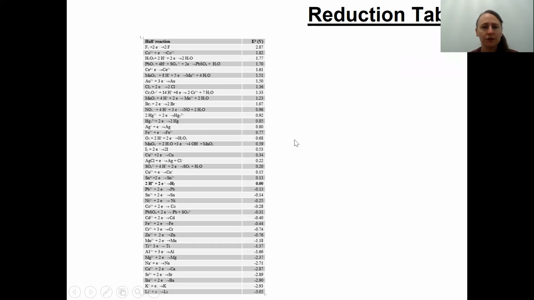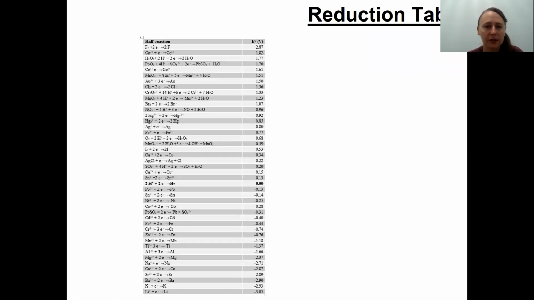Now we're going to move on to a reduction table. We've looked conceptually at why redox reactions occur. Now we need to look at how they're organized into a table and given values for that potential to be reduced. So this is a table of standard reduction potentials. It's given in terms of half reactions. The half reactions are all organized as reductions. So that's why it's called reduction potential.